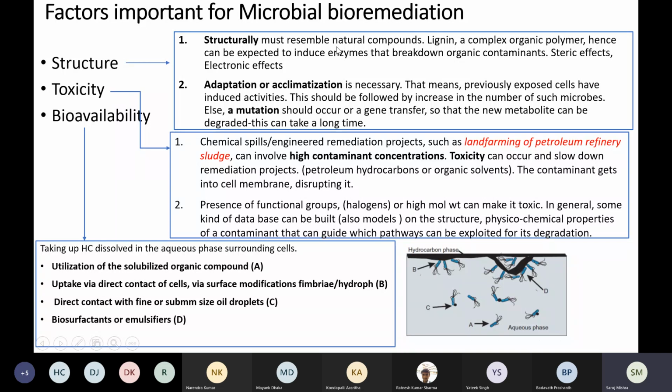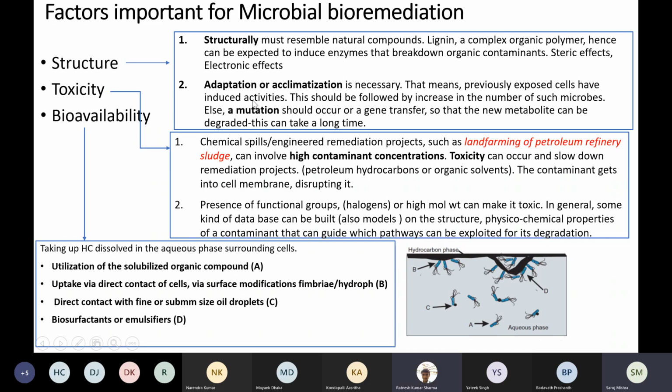As I gave you an example earlier, lignin, which is a complex organic polymer, can be expected to induce enzymes which can break down organic contaminants. Because structurally, many of these organic pollutants are very similar to lignin, and since lignin is capable of inducing some of the very key enzymes, the same set of enzymes can also act on the other aromatic compounds. So structure is going to be extremely important. In addition to that, the organic pollutants could exert a steric effect, or could have a structure which is electronically such that it cannot be easily acted upon by enzymes. Those kinds of molecules will not be acted upon by the enzymes. So both of these factors are important.